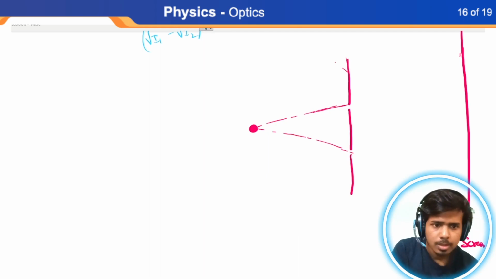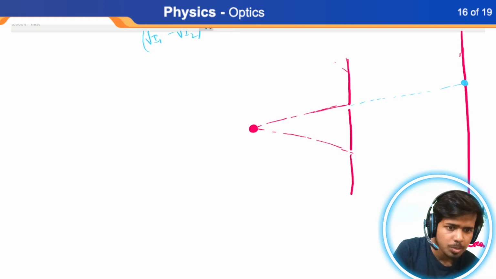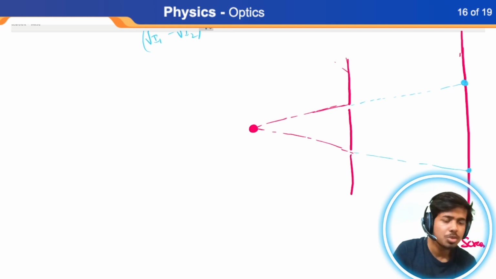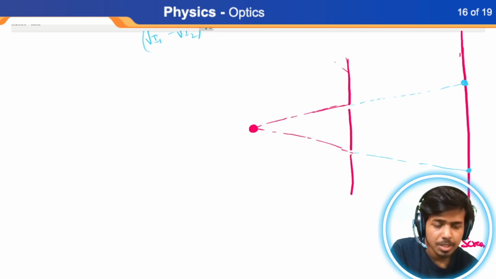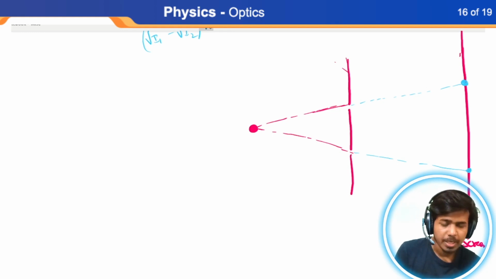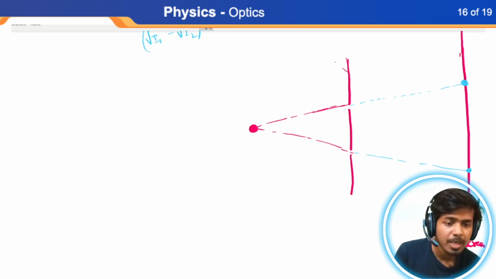And as per this particle theory, there should be a light point here, and a light point here. There should be no other points which could be bright. Only these points should be bright as per our particle theory.